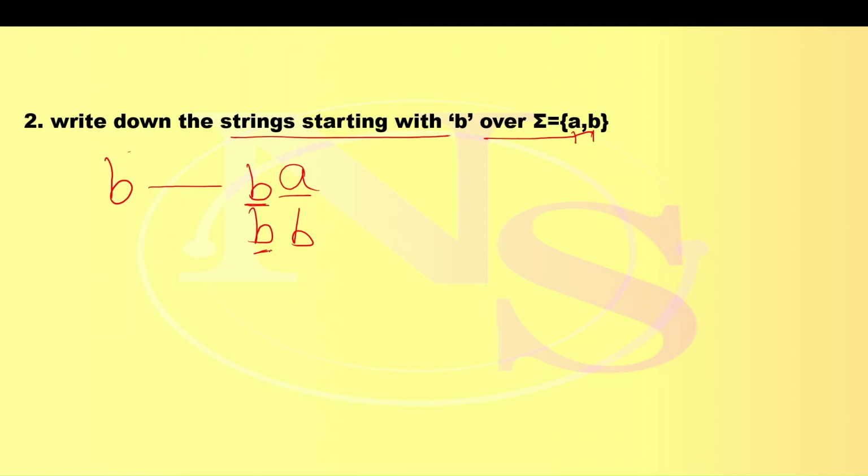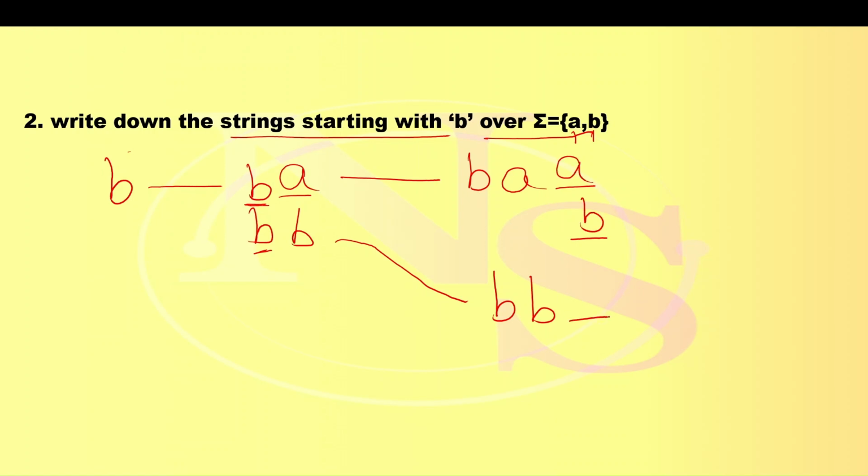If you want more strings, copy this BA as it is, and copy this BB as it is, and think what will be the next symbol. Why am I writing this twice? Because your sigma contains two symbols, A and B. First A, then B. Similarly here, what will be the next symbol? Sigma contains A, B. So A and B. Write down this BA as it is and BB as it is.